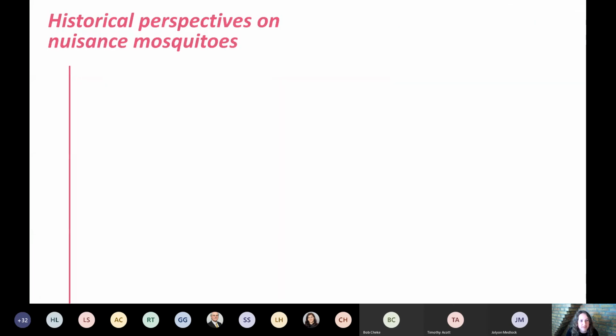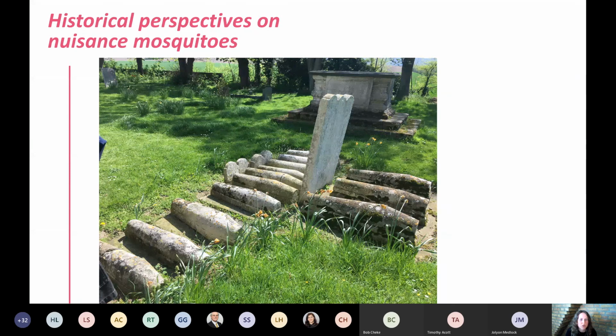As I said, we've got this fantastic chapter on some historical perspectives. This is a photo from just up the road from where I live. It's in North Kent. This is a small churchyard that used to be visited by Charles Dickens, and these are some small gravestones from infants who died between the 1700s and 1800s, and they're thought to have all died from malaria transmitted on the coastal marshes of North Kent.